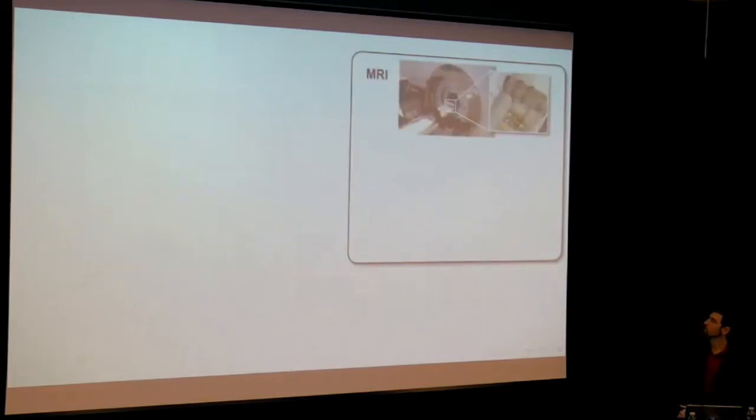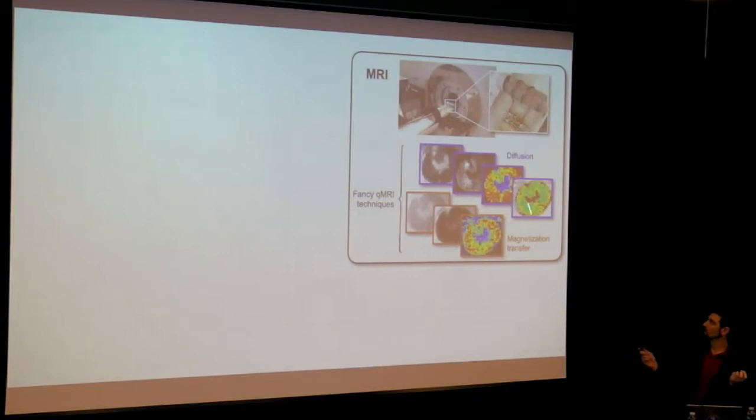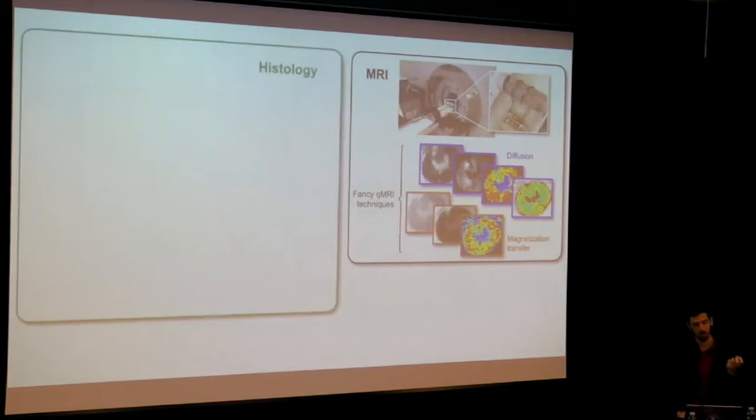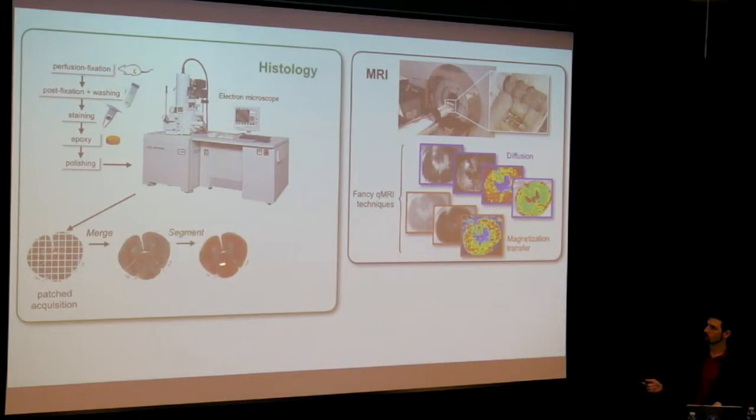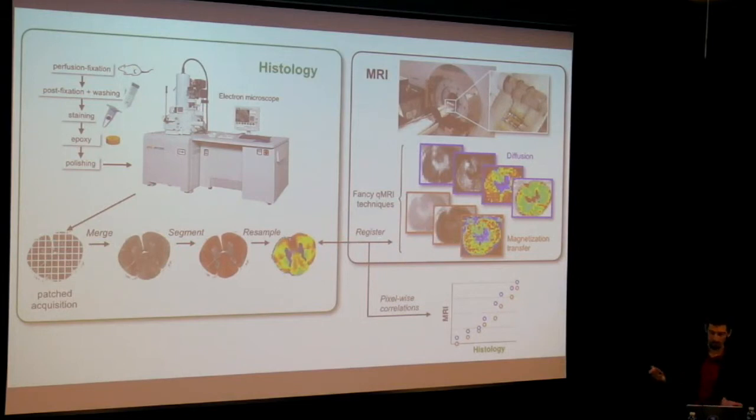The traditional approach is to take a sample, a brain, let's say an ex vivo brain. We put it in the MRI. We collect all those fancy QMR techniques. And then we take this sample. We stain it. We put it into epoxy or agar. Then we polish it. We put it in a large scale scanner. It could be electron microscopy, optical microscopy. We get those very high resolution windows that we merge together, segment the little cells that we are interested to quantify. We resample to the resolution of the MRI. We register those two images together. And then for each pixel in the image, we basically compare the histology and the MRI. And then we validate, are those numbers real or not.